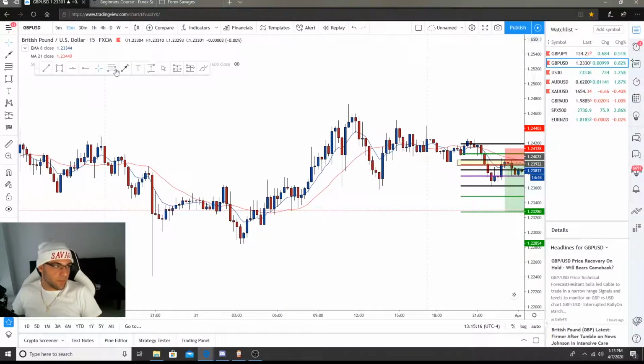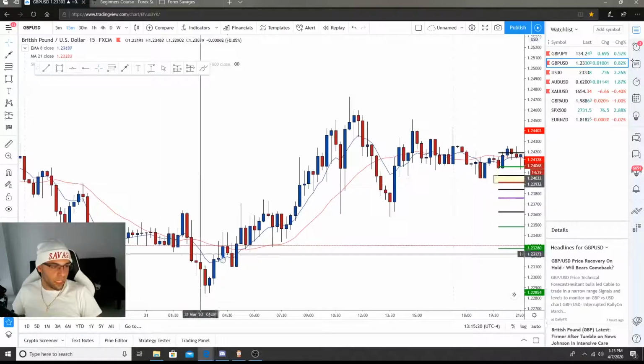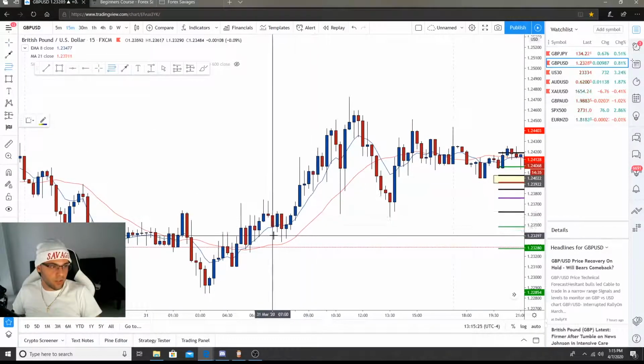So look at this. This is very important here. Take notes, guys. So let's say, for example, we wanted to run our Fibonacci from here to here on the 15 minute.